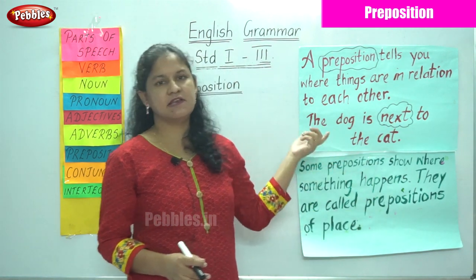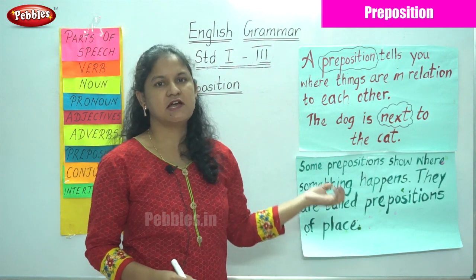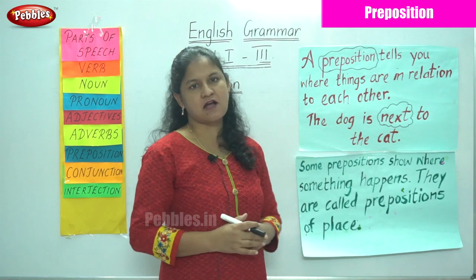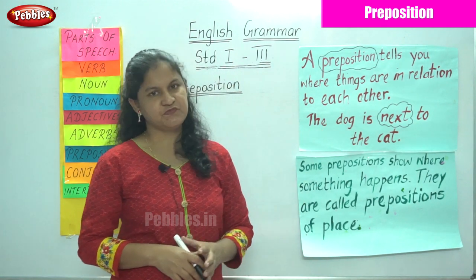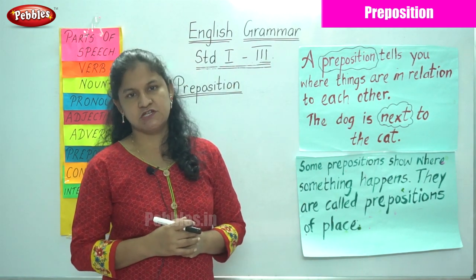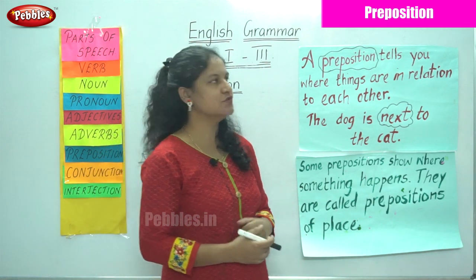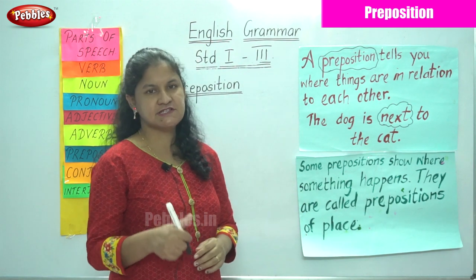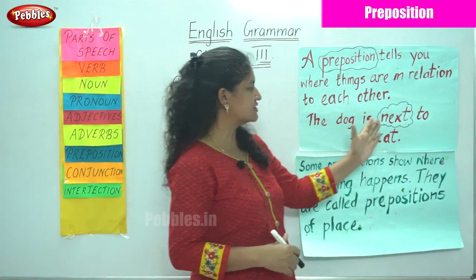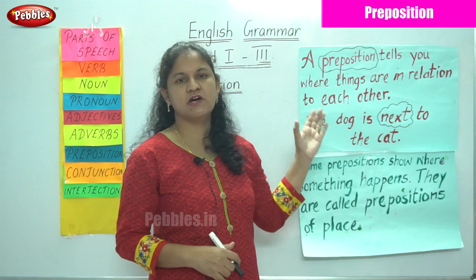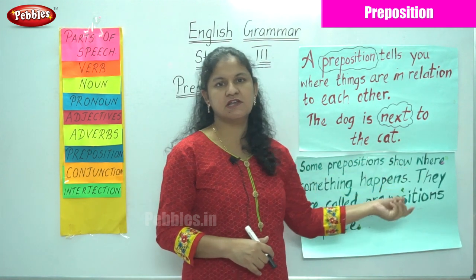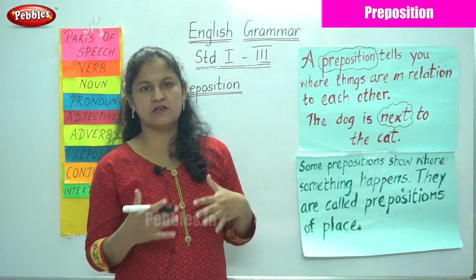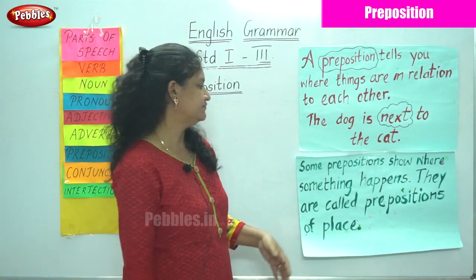So the word next is the preposition that is used, and it tells us where things are in relation to each other. So I repeat, a preposition is a word that tells you where things are in relation to each other. For example, the dog is next to the cat. The word next is the preposition that tells us where the dog is.